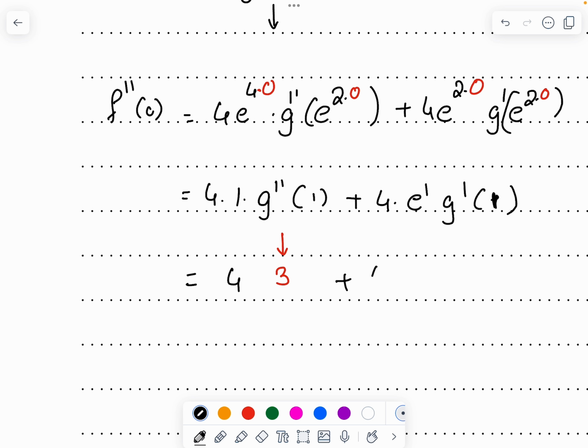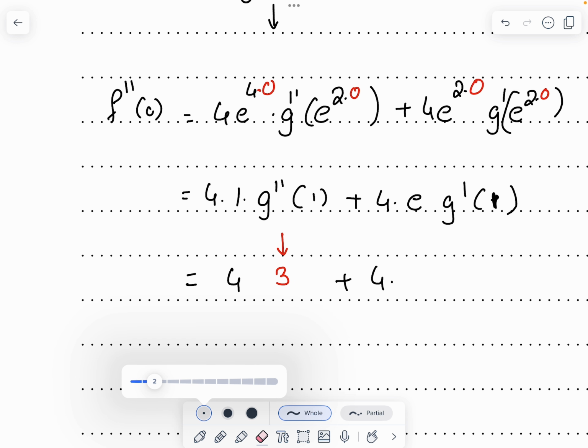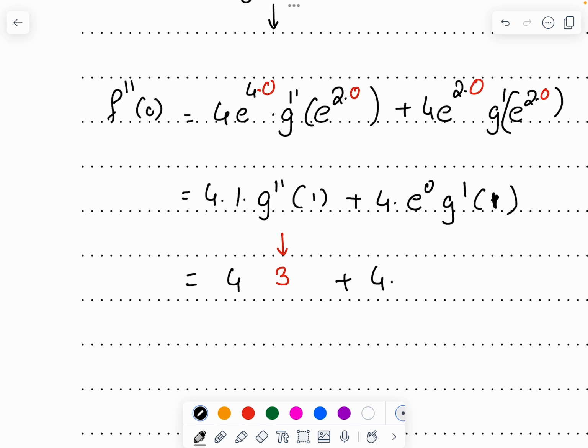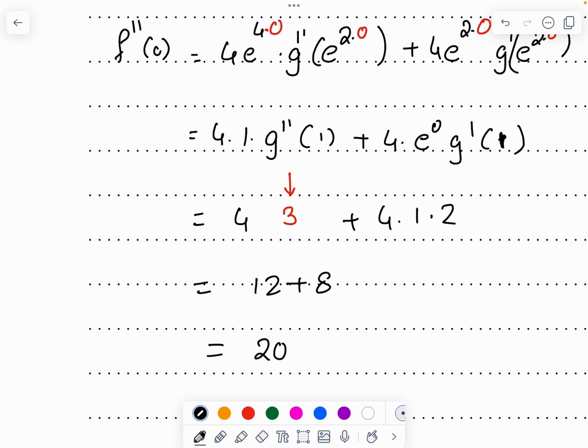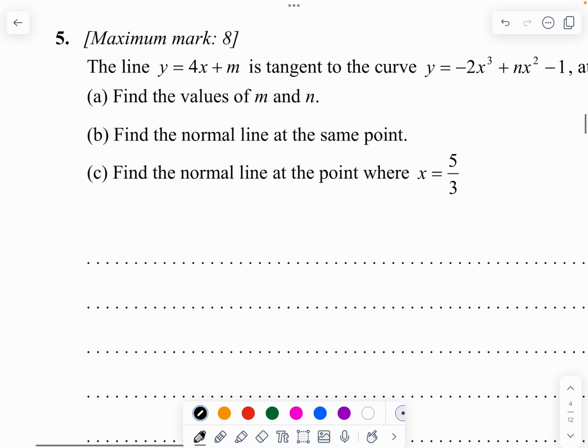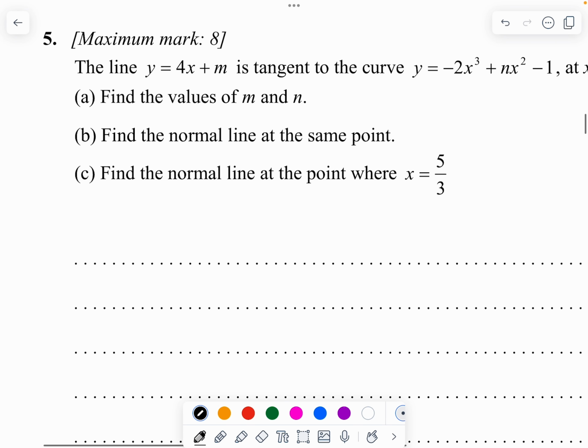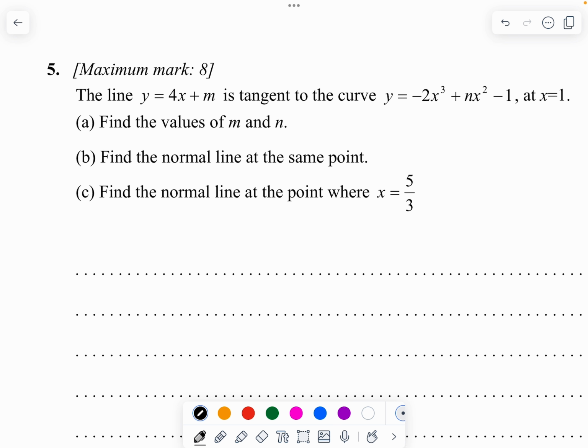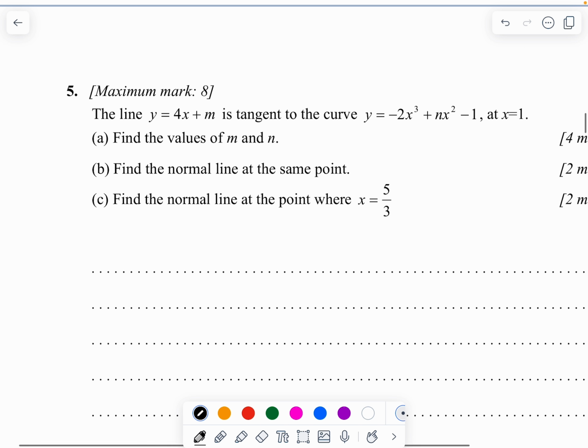Then plus 4 e^0. This is not 1, e^0 is 1, and g prime of 1 is nothing but 2. So it is 12 plus 8, which is going to be the answer, 20. So be careful with the calculations. Question number 5. What is being asked in question number 5? The line y equals 4x plus m is a tangent at x equals 1. Find the values of l, m and n.